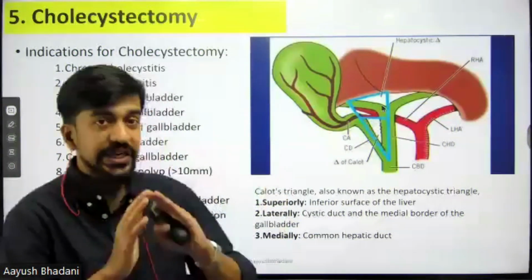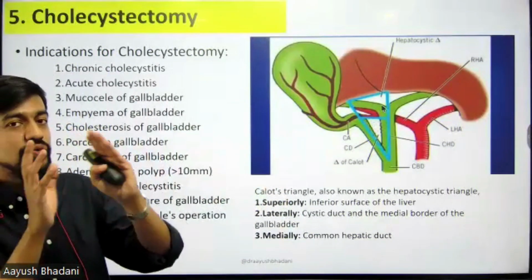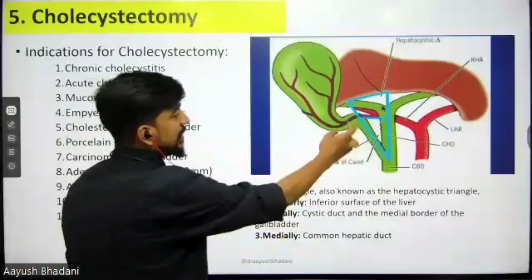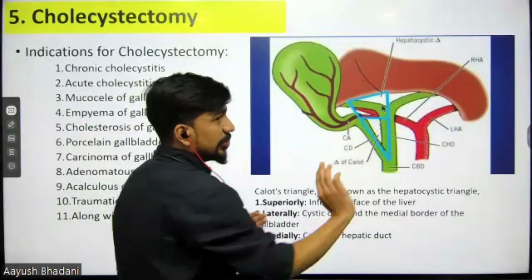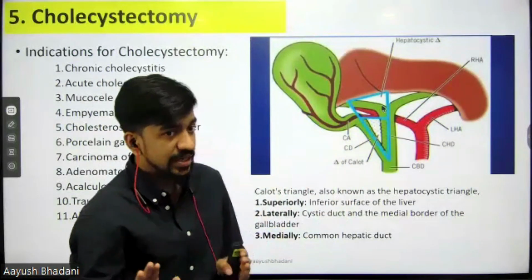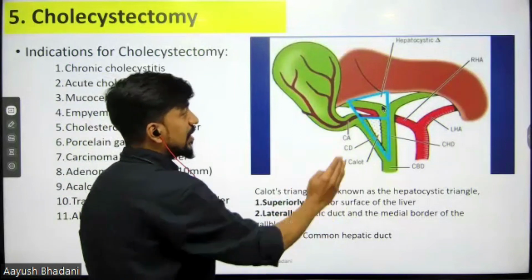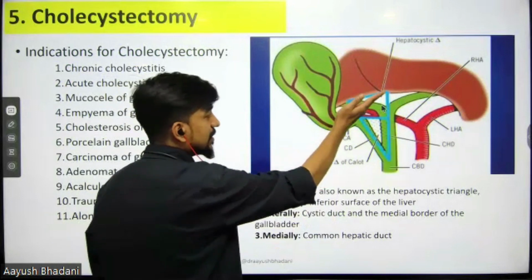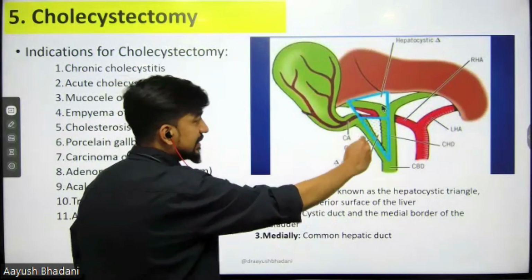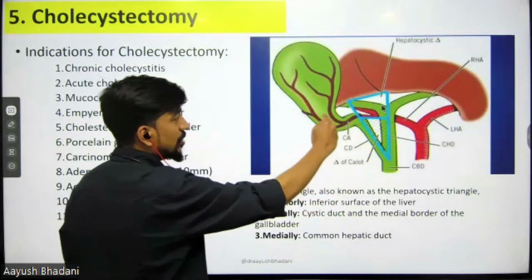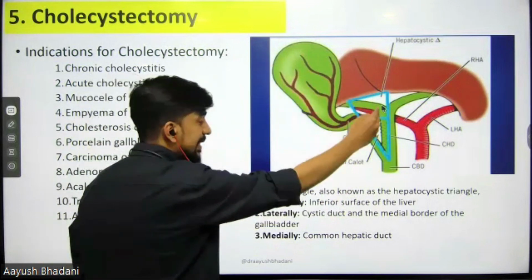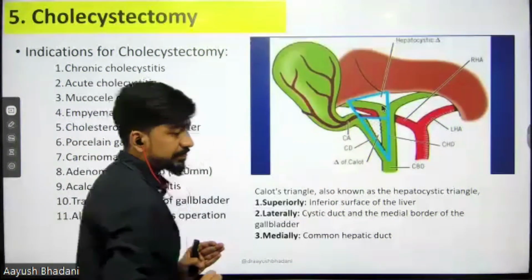So earlier, we used to have two separate triangles, a Calot's triangle and a hepatocystic triangle. But what you need to learn right now is only that Calot's triangle is the same as the hepatocystic triangle, where the borders are superiorly the inferior surface of the liver, laterally the cystic duct and the medial border of the gallbladder, and medially the common hepatic duct.